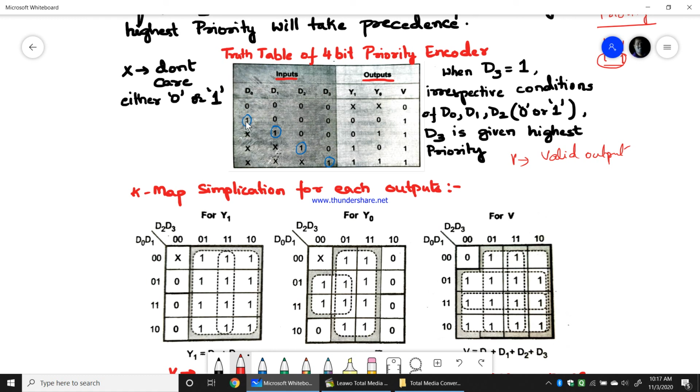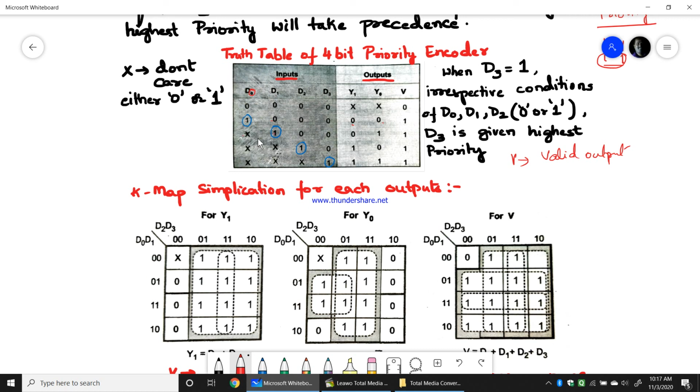Now coming to D0 is 1 and all others are 0. As D0 is the only bit which is 1, there are no other ones here, therefore no priority is required. So D0 will be considered as the input, and that gives 0 0, because 0 is the decimal value, and V is 1 because one of the inputs is active.